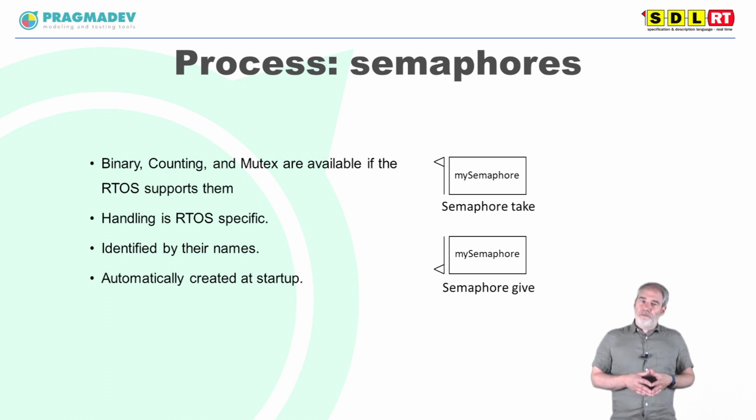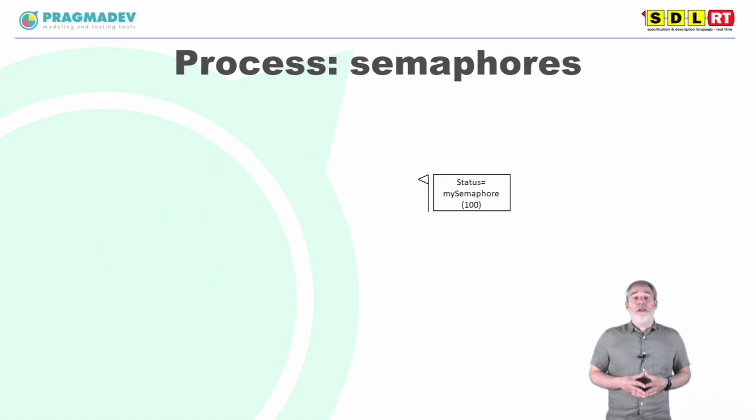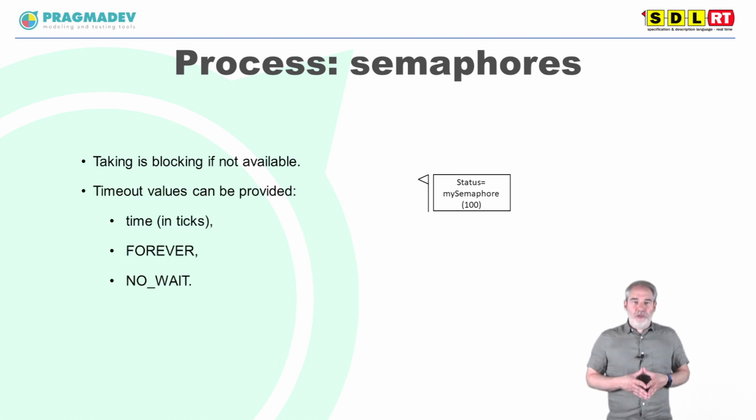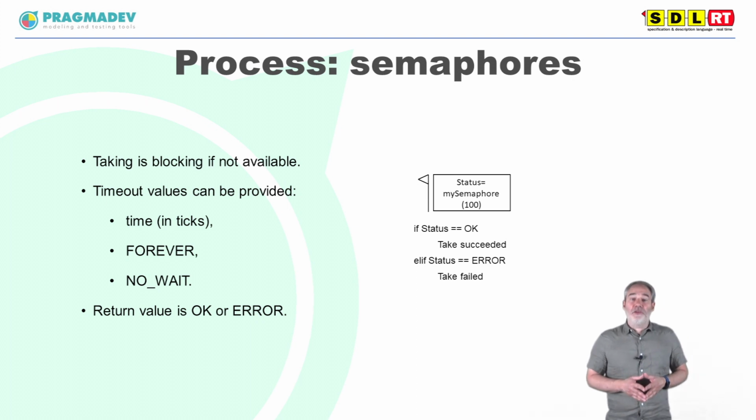Just as a reminder, by default, taking a semaphore is a blocking action if the semaphore is not available. The execution will resume when the semaphore is freed. The semaphore declaration will specify some options such as the starting semaphore state or if it will create a priority inversion. In order to avoid being blocked too long, a timeout can also be provided. Its value can be expressed in ticks or with the keywords forever or no wait. The return value indicates if the take attempt was successful or not. If OK, the take was successful. If error, it was unsuccessful.